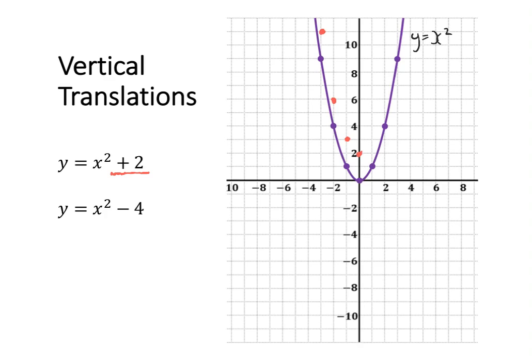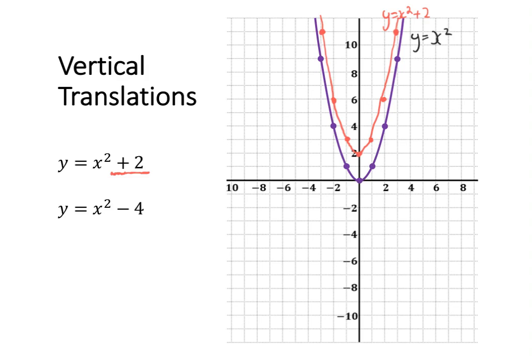So continuing up, 1, 1 will become 1 and 3. 2, 4 will become 2 and 6. And 3, 9 will become 3 and 11. And once we've moved all of our points up 2 places, we can go ahead and join our dots to form a curved line. And then we'll label our parabola y equals x squared plus 2. So the shape of our parabola has not changed. It has just moved up 2 places along the y-axis.